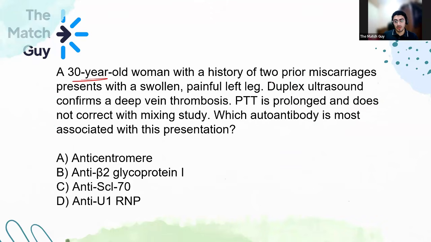We have a 30-year-old woman with a history of 2 prior miscarriages with a swollen, painful left leg. PTT is prolonged and doesn't correct with mixing study. Which autoantibody is most likely associated with this presentation? Amazing, everyone. Excellent.